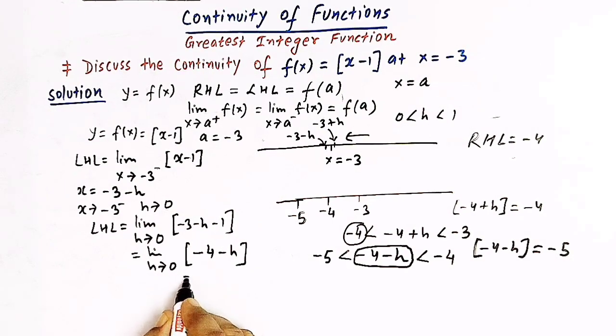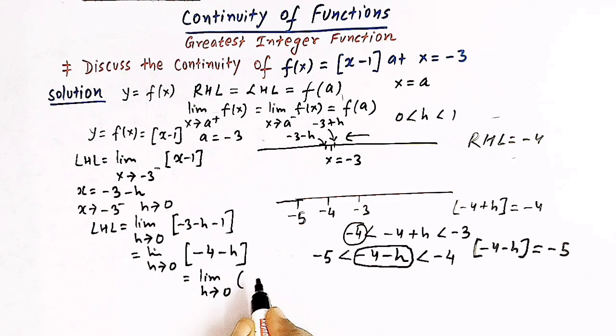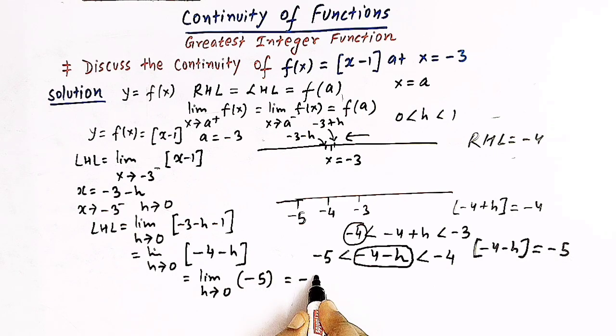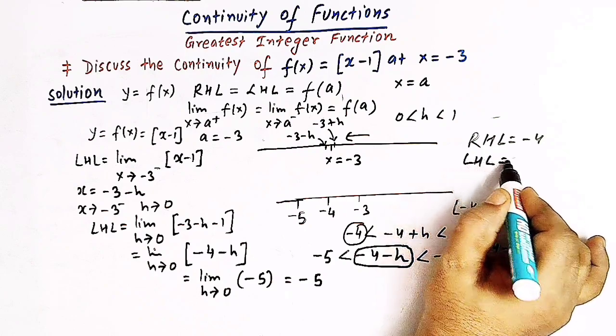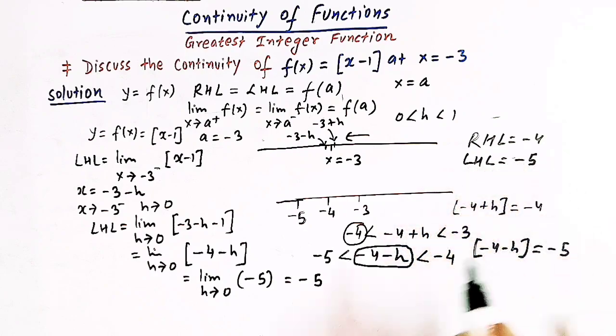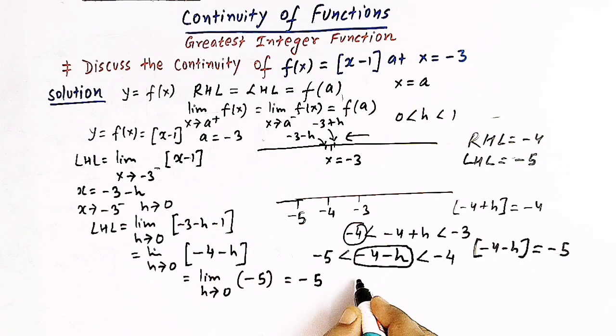So now this limit, that is the left hand limit, is equal to limit h tends to 0, and here we have minus 5. So this is equal to minus 5 because here we do not have a quantity which depends on h, so this limit is equal to minus 5. So the left hand limit is equal to minus 5.